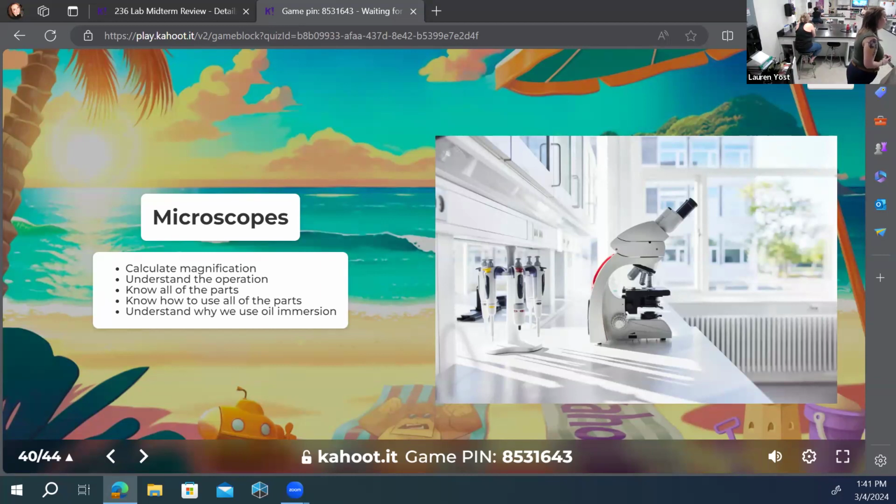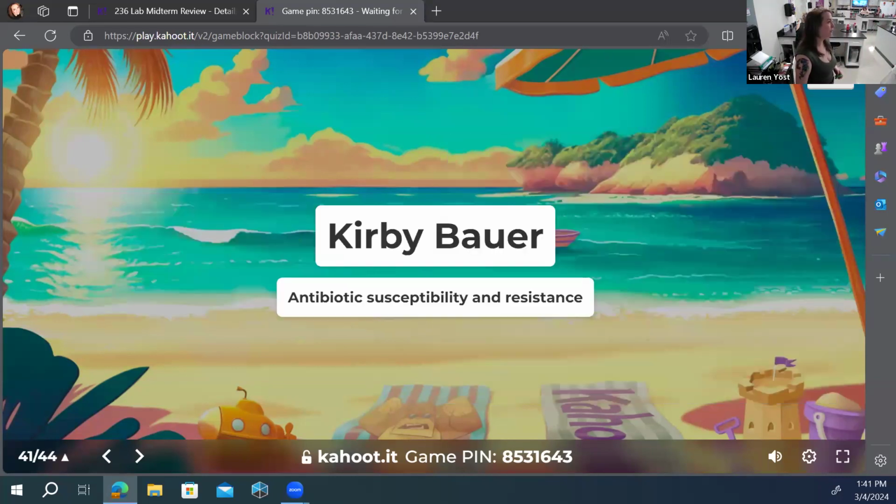How to use all of the parts. I mean, I don't know what to tell you on that. Understand why we use oil immersion. That's going to be to reduce light scatter. Right? That's the goal. Reduce light scatter, and that increases the clarity of the image.